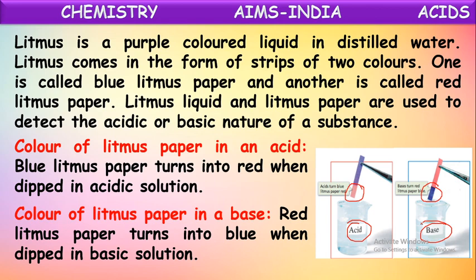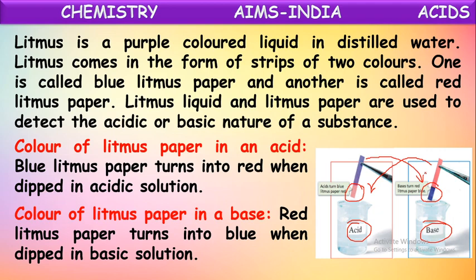So what happens if you use the colors in the reverse way? If you dip red litmus paper into acid, what happens? There will be no change in the color. It will remain red itself. If it is blue litmus paper in a base, what happens? Then also there will be no change in its color. It will remain blue only.